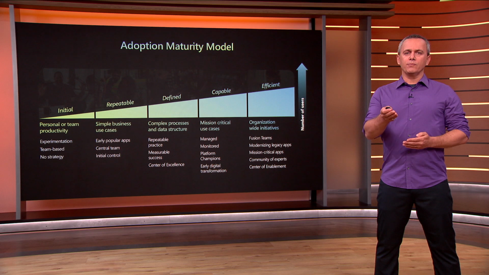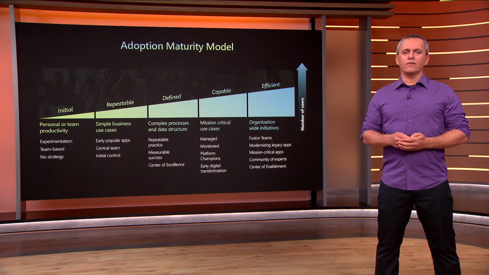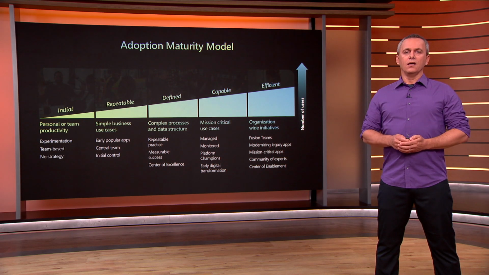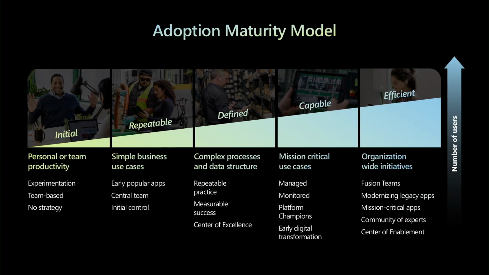We use this adoption maturity model to describe the stages of the Power Platform adoption that we see across different organizations. From the initial stage on the left, where you'll find pockets of success stories showing up in Teams or SharePoint, all the way to the efficient stage on the right, where organizations have a well-established center of enablement, Fusion teams modernizing and automating legacy experiences, dozens of mission-critical solutions running in production, and a vibrant community of makers.